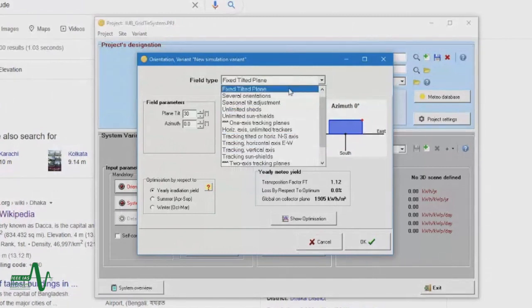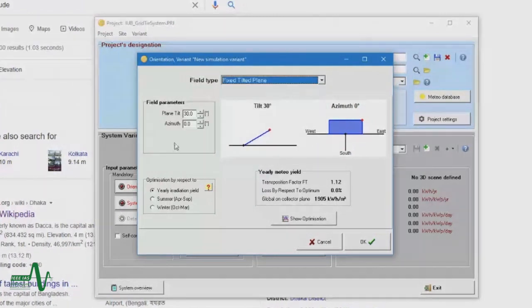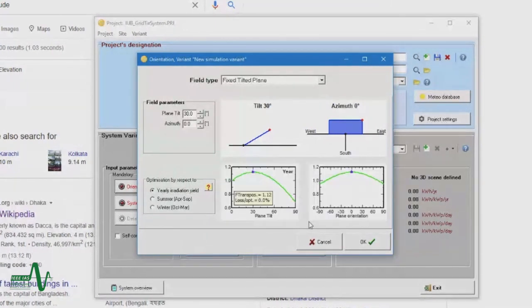There are a lot of options here, but for simplicity we are choosing a fixed tilt plane, and we are choosing the optimization for yearly irradiation yield. Not for summer or winter. But if you want to focus on summer, you can choose summer. If you focus on winter, you can choose winter. But I am choosing yearly irradiance yield. Now if you choose show optimization, you will see a map.